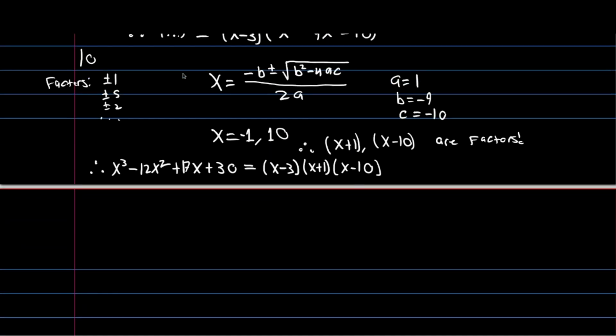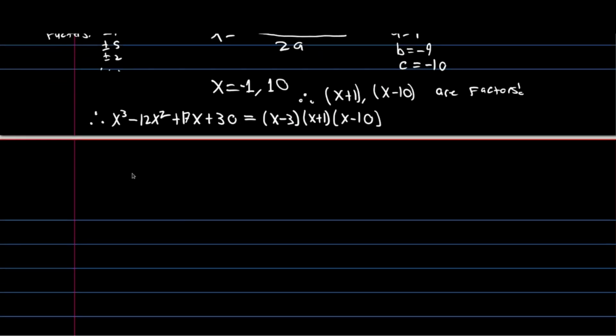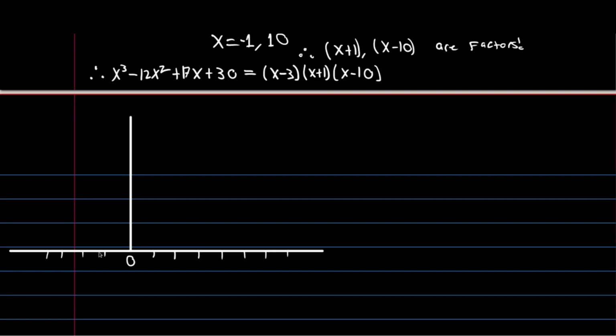So let's just plot this out quickly on a coordinate axis. We know that x plus 1 is a factor. That means that the polynomial crosses down here. We know that x equals 10 is a factor. 1, 2, 3, 4, 5, 6, 7, 8, 9, 10, somewhere up here. We know that it's going to cross there as well. We know that x equals 3, 1, 2, 3 is also a factor.